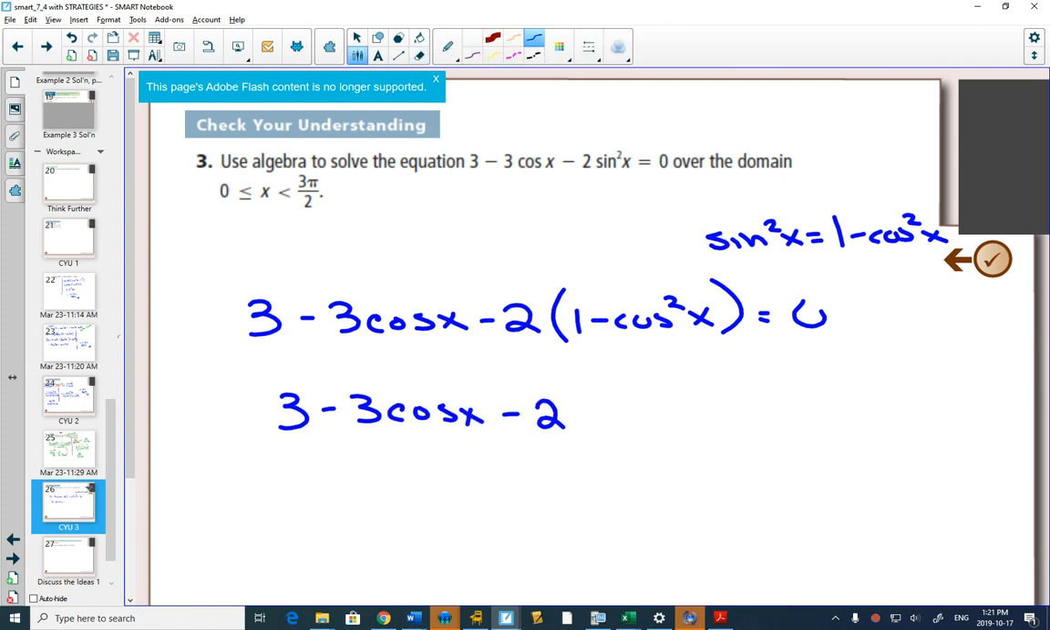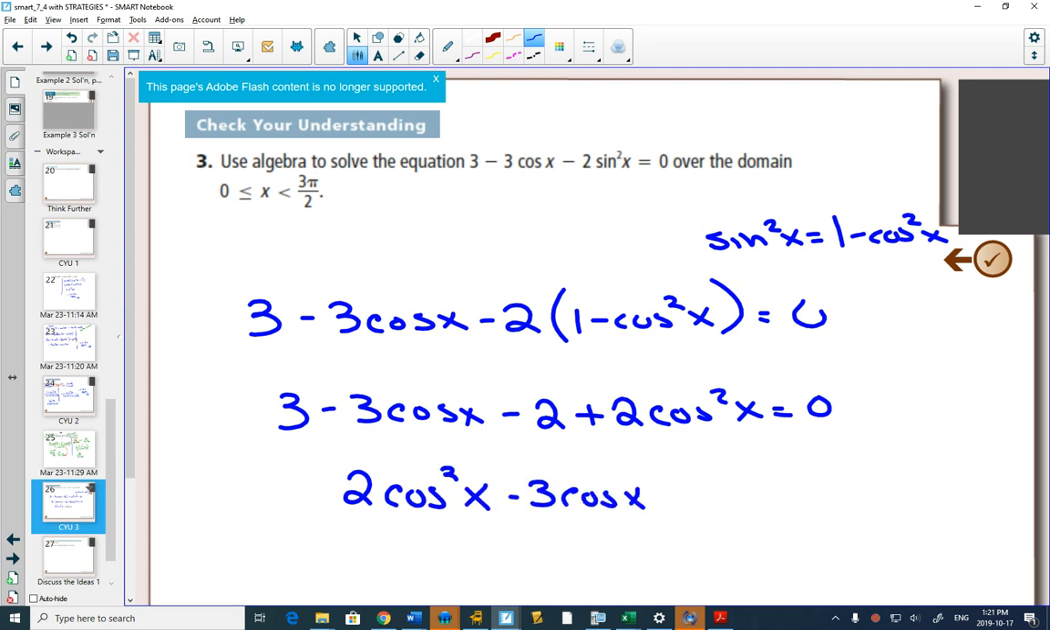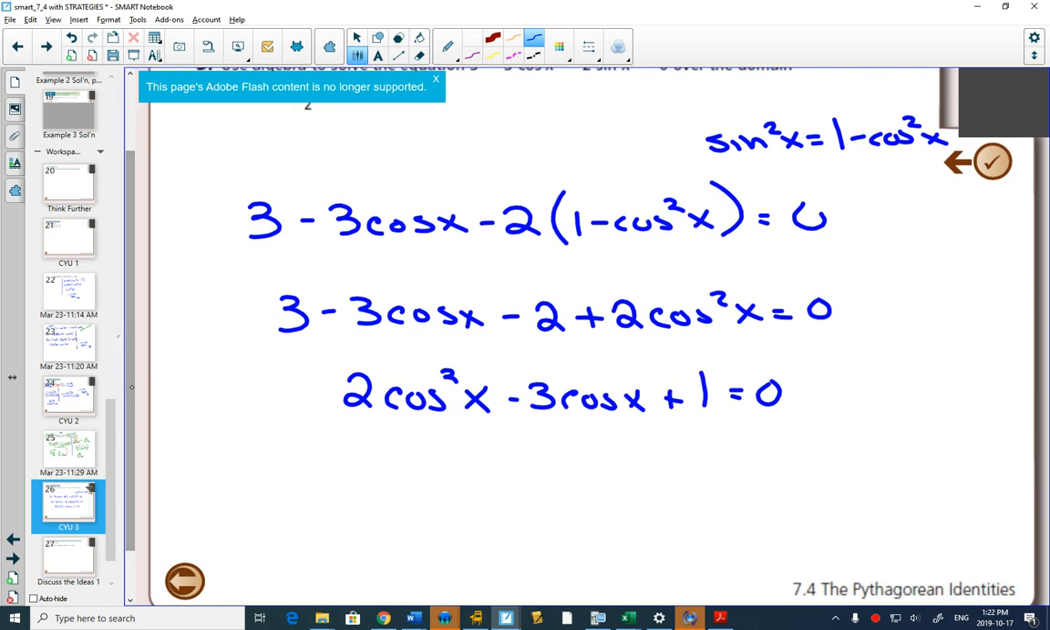Distribute that 2. Combine my like terms. 3 minus 2 plus 1. See if we can factor this.